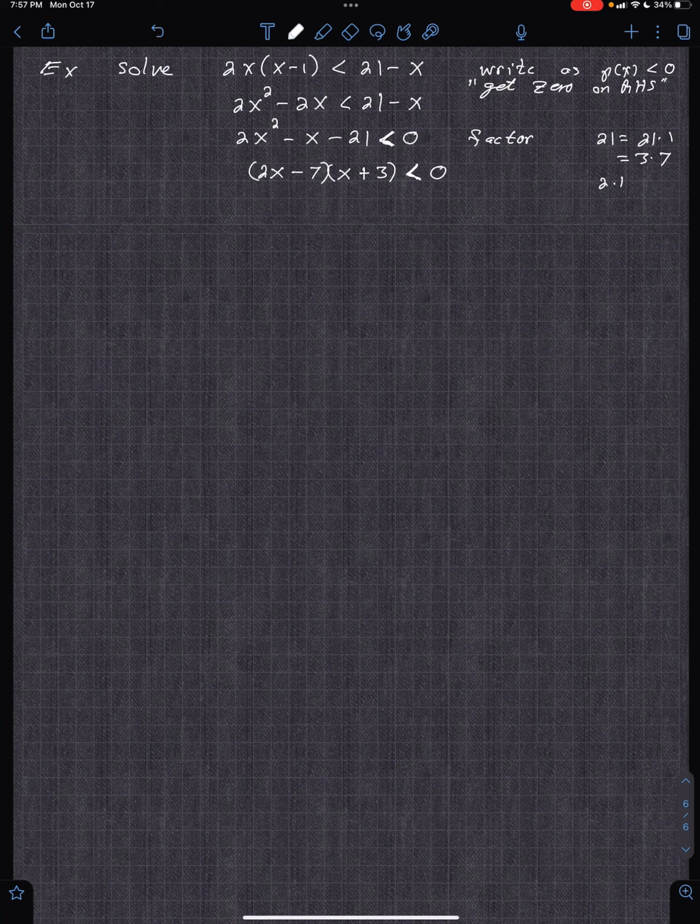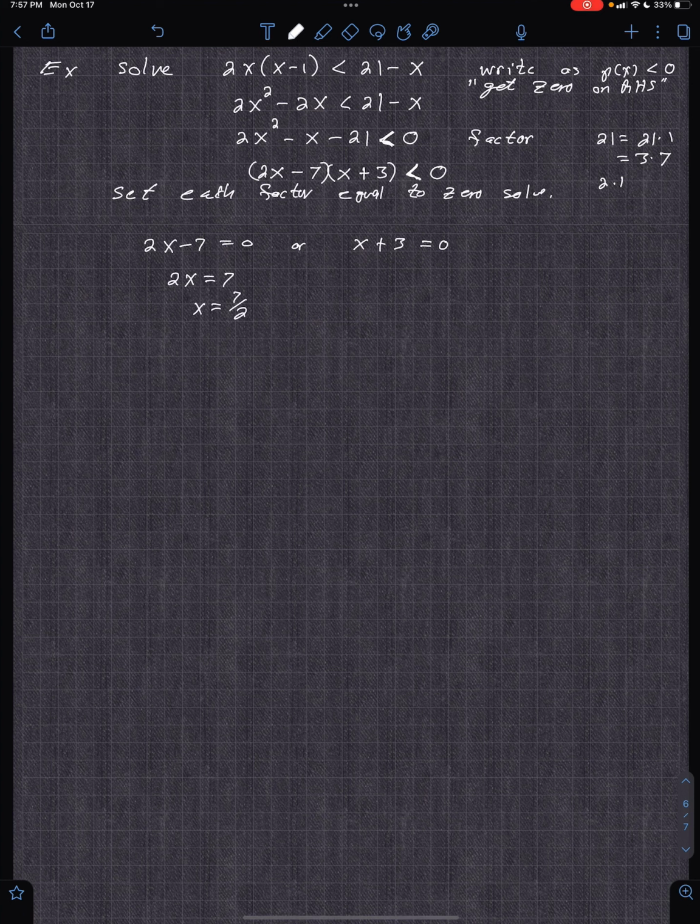All right, so then set each factor equal to 0 and solve. So you get 2x minus 7 equal to 0, or x plus 3 equal to 0. 2x is equal to 7, x is equal to 7 halves, or x is equal to negative 3.